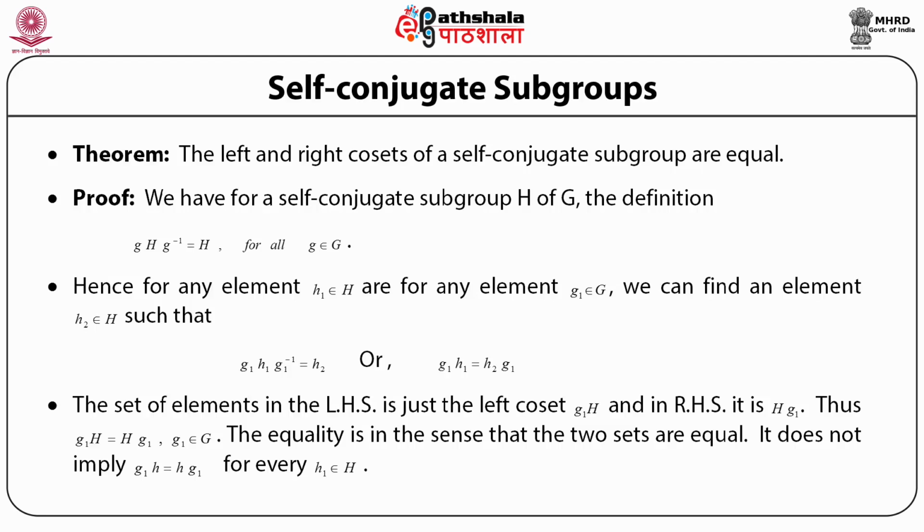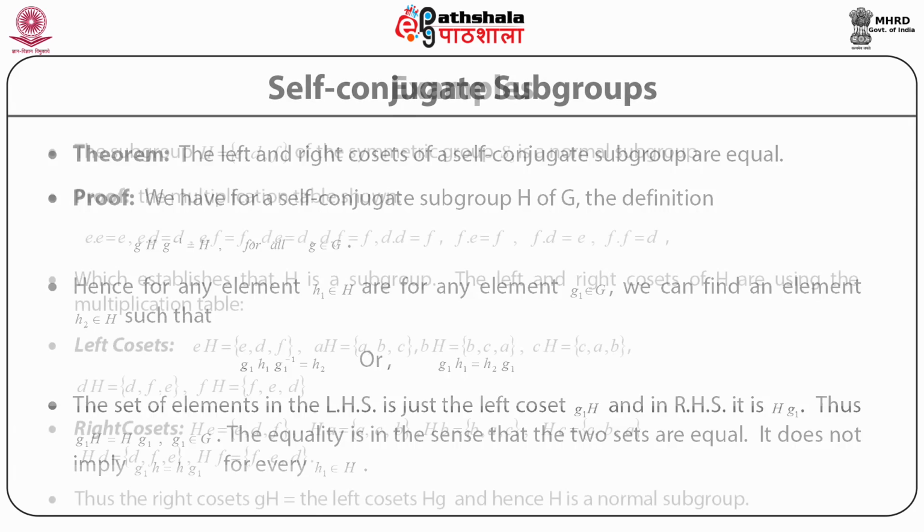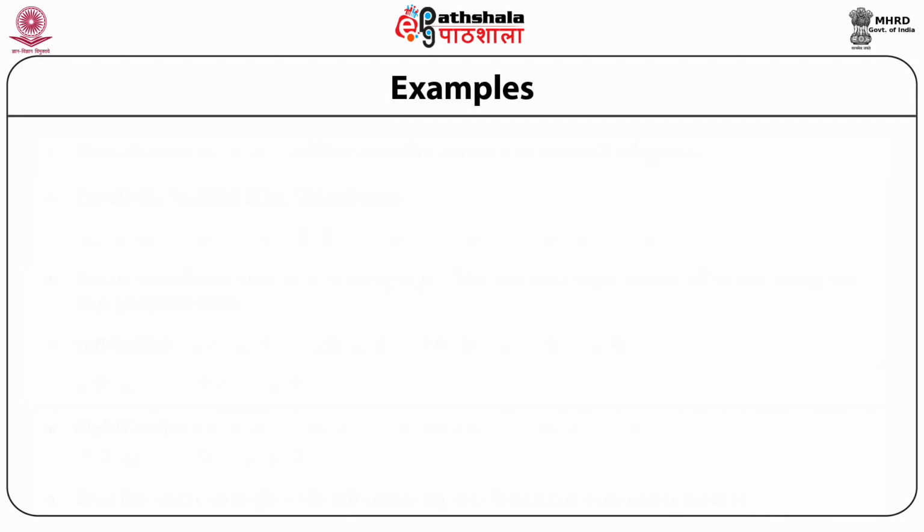It should be borne in mind that the last equality is in the sense that the two sets are equal. It does not imply that G1 commutes with all elements of the subgroup H. That is, G1H equal to HG1 for all H belonging to H is not implied. So the result is that the left coset is equal to the right coset. We will illustrate this with the help of an example.